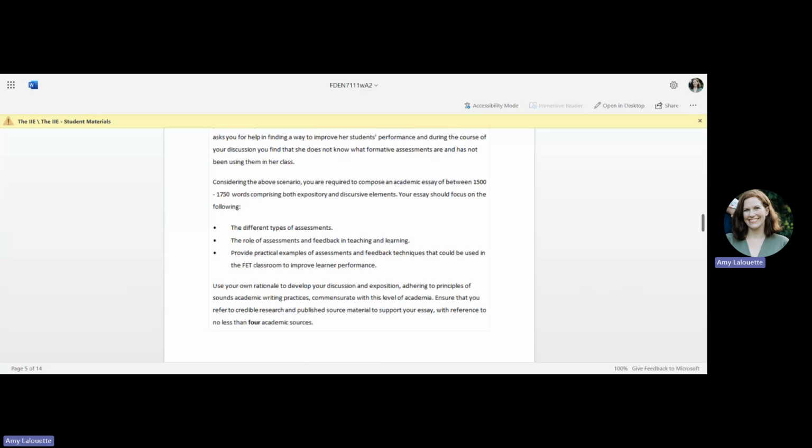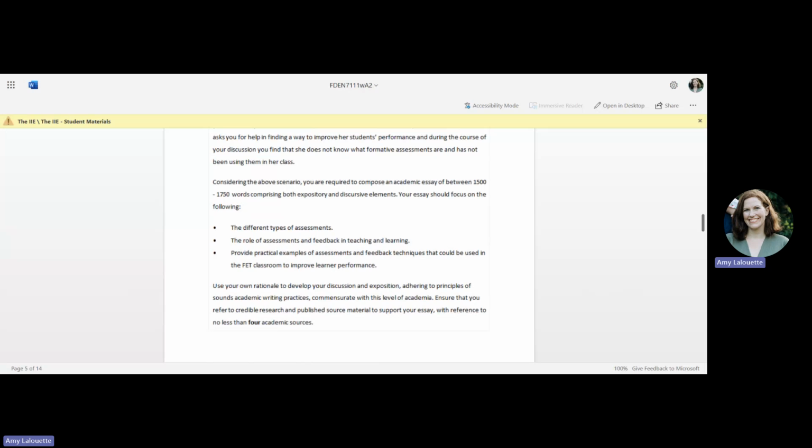Please do not reference after every single sentence. That means that you've collated information. Doesn't mean that you have understood and internalized information. So your essay needs to focus on the following: the different types of assessments.